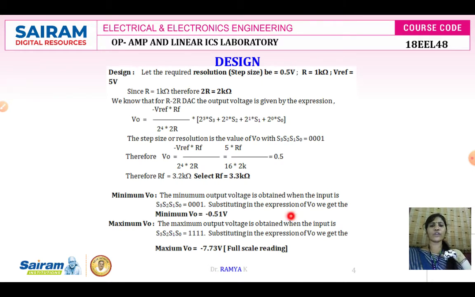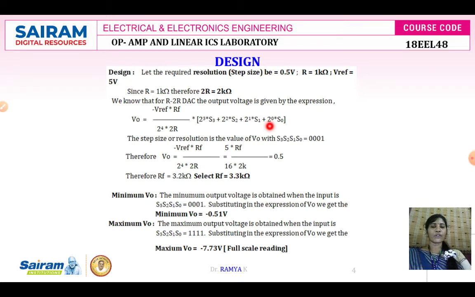Here the value of R1 we are going to use is 1K, and the value of R2 is going to be 2K. In order to identify the value of your output voltage, the voltage is V reference into RF divided by 2 power 4 into 2R. 2 power 4 in the sense that here we have used 4 switches. And S0 should be multiplied with 2 power 0, because it is a binary value.